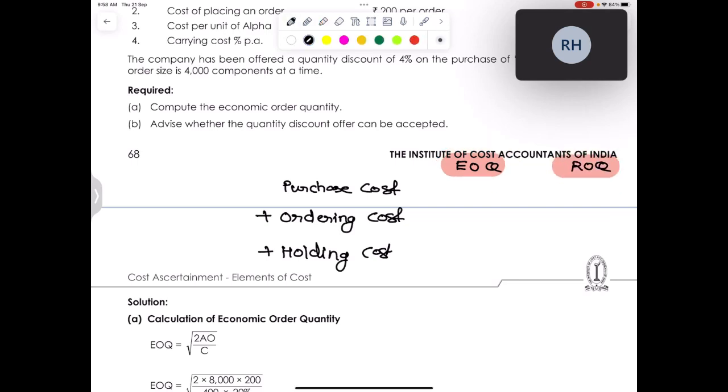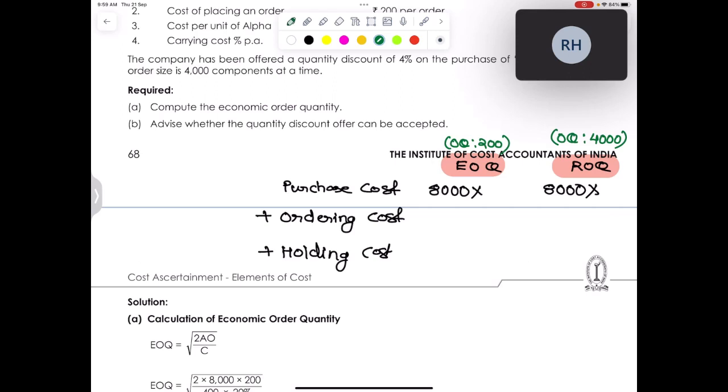So I told multiple times in this session that the annual requirement of raw material will remain same, whether we are purchasing the quantity computed by the EOQ or ordering the quantity as decided by the supplier to be eligible for quantity discount. Annual requirement of raw material will remain same. In EOQ, the order quantity is 200 units, while in ROQ, the order quantity is 4,000 units.